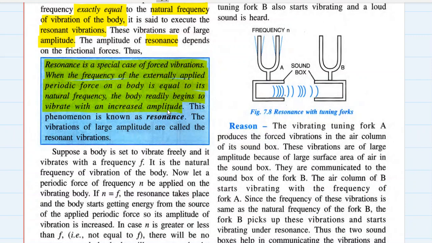External applied periodic force की frequency किसी body की natural frequency से जब match कर जाती है तो resonance produce होता है, और body जब resonant vibration produce करती है या experience करती है, it starts vibrating with a large amplitude. This phenomena is known as resonance. The vibrations of large amplitude are called resonant vibrations.